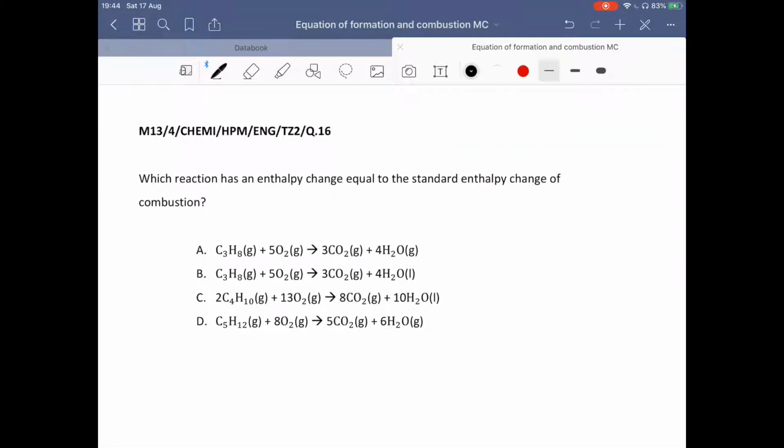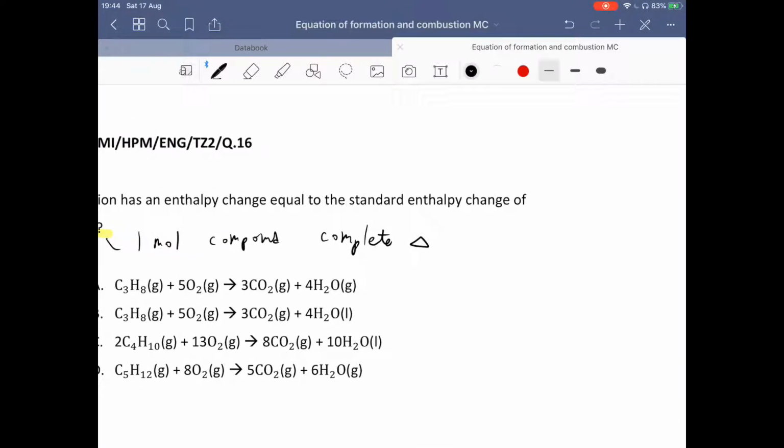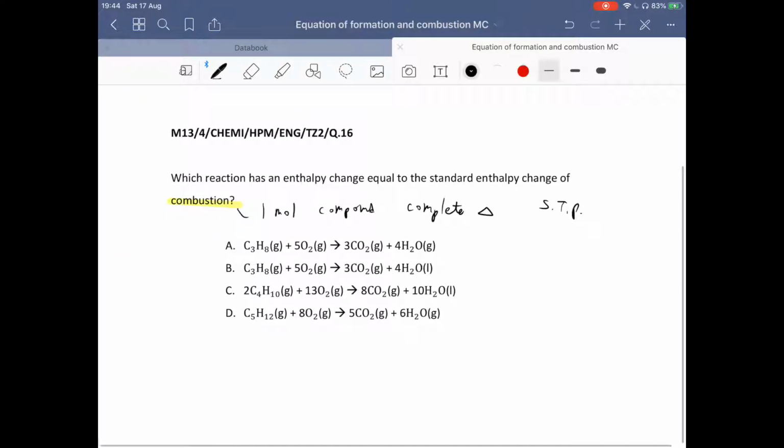Question 2. Which reaction has an enthalpy change equal to the standard enthalpy change of combustion? The definition for an enthalpy change of combustion is when 1 mole of compound undergoes complete combustion under standard temperature and pressure.